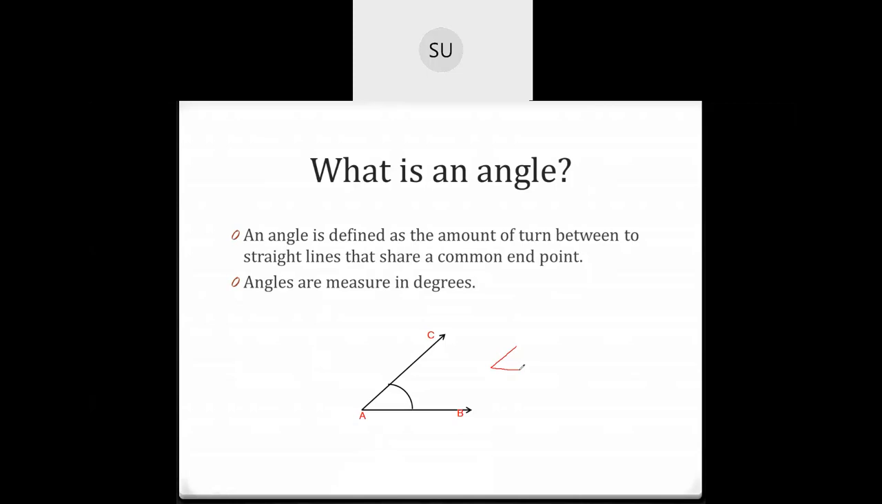Now, where is the angle formed? The angle is formed at point A, right? So A will be in between. So I'll write C, then A and B. So this is angle CAB. You can also write this angle as angle BAC. But you should remember that this letter A should always be in the middle, because the angle is formed at the point A, or the vertex A. So this is how you name an angle.